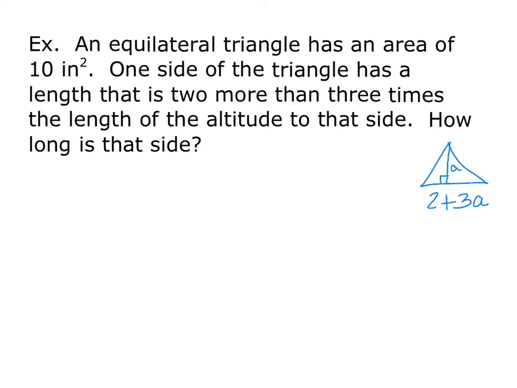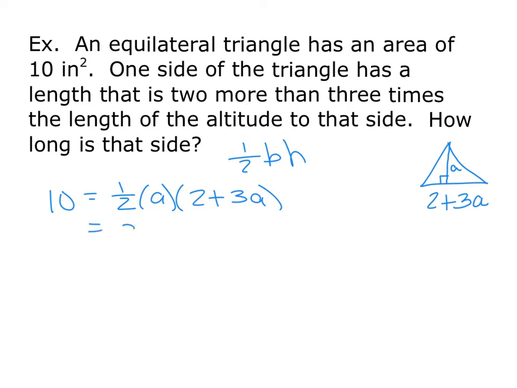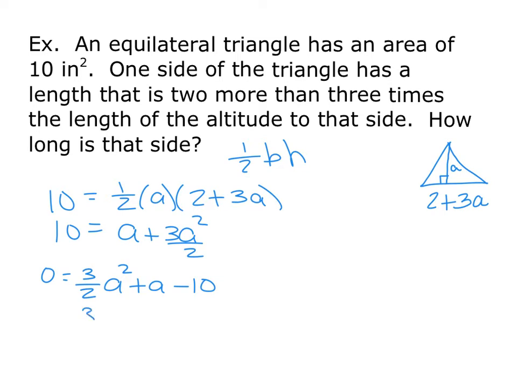So remember, area of a triangle is 1/2 base times height, or side times altitude. So our area, 10, equals 1/2. My altitude is A. The side is 2 plus 3A. Multiply that through, and we get (A plus 3A squared) over 2 equals 10. So we get 3/2 A squared plus A minus 10. I'm going to multiply everything by 2.